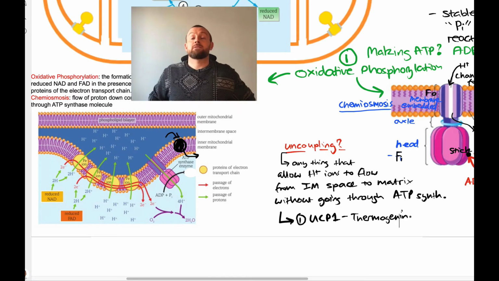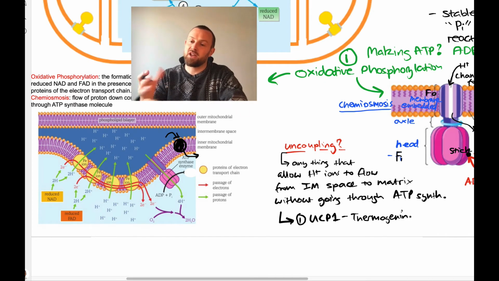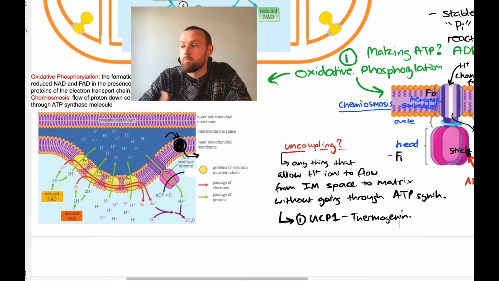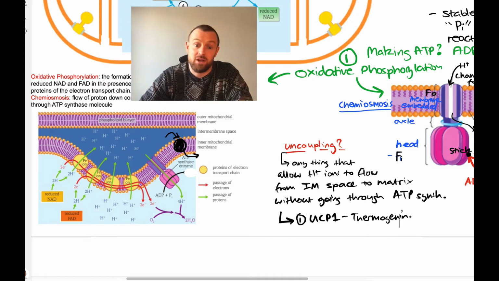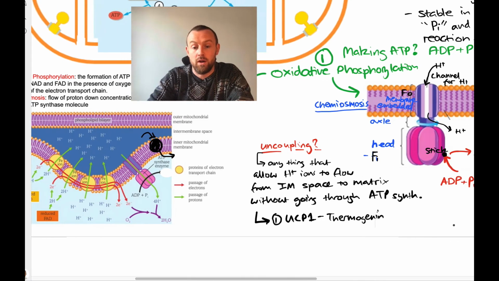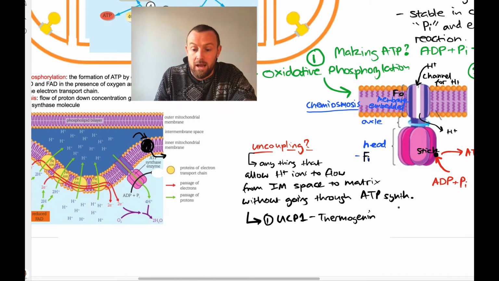So this protein is present in young babies, and in young babies, the mitochondria in specialized tissue called brown fat tissue produce a lot of heat and less ATP. So it's almost like turning mitochondria into radiators as opposed to ATP factories. So that can happen. That's one example of how uncoupling can happen.